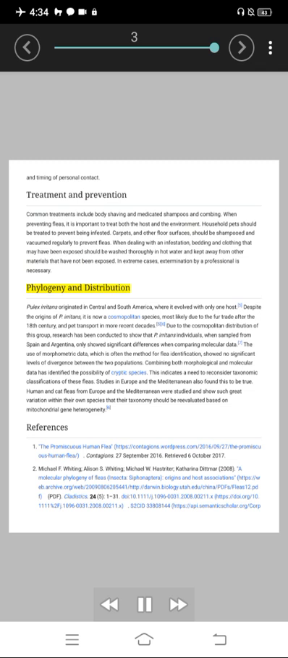Phylogeny and distribution. Pulex irritans originated in Central and South America, where it evolved with only one host. Despite the origins of P. irritans, it is now a cosmopolitan species, most likely due to the fur trade after the 18th century, and pet transport in more recent decades.